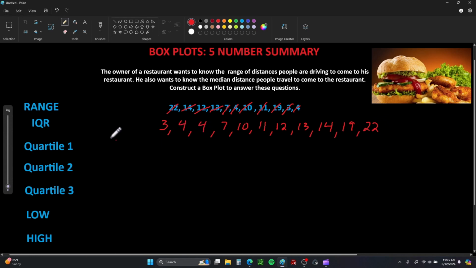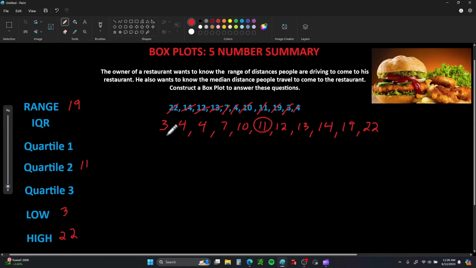Now I want to determine the information over here. So let's count the number of numbers in the number set. There are 11, so the 6th number is going to be the middle number, which is the Q2. So that's an 11. I know the low number is a 3, the high number is a 22. I get the range by subtracting the high minus the low, so that's 19. And the IQR, we can't determine yet because we don't know the box.